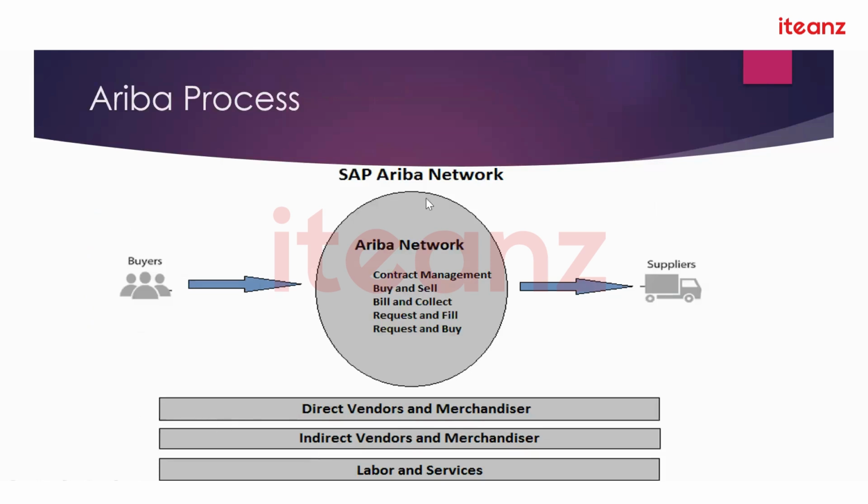See, this is the Ariba Network. These are the buyers, and these are the suppliers. In Ariba Network, they can buy and sell, they can bill, they can request, meaning purchase requisition and everything. Direct vendors, meaning direct suppliers, indirect suppliers, labor and services, everything we will maintain in the AN.